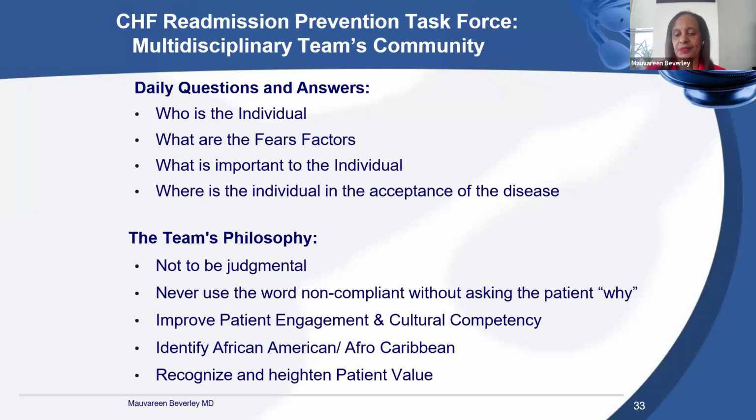And the team's philosophy: not to be judgmental, never use the word non-compliant without asking why, improve patient engagement and cultural competence, identify African American, Afro-Caribbean, recognize the heightened patient value. And when I say recognize the African American and the Afro-Caribbean, that is what I call the lookalike syndrome. We may all look alike and come from the same location and history, but what we want to do is understand the unique cultural differences between the populations, and that is what I refer to as the lookalike syndrome.